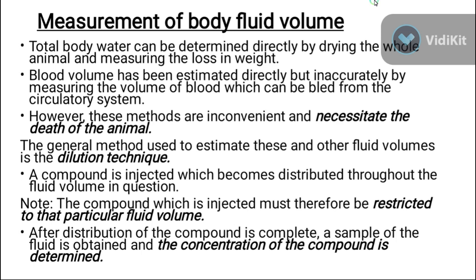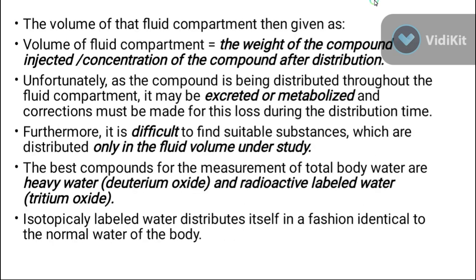A compound is injected which becomes distributed throughout the fluid volume in question. Note, the compound which is injected must therefore be restricted to that particular fluid volume. After distribution of the compound is complete, a sample of the fluid is obtained and the concentration of the compound is determined. The volume of that fluid compartment is then given as: volume of fluid compartment equals the weight of the compound injected divided by the concentration of the compound after distribution.